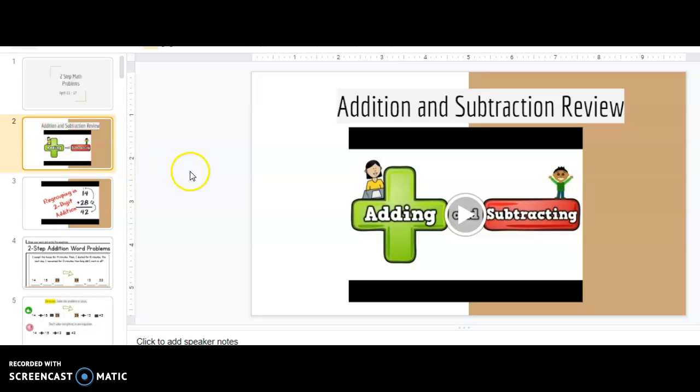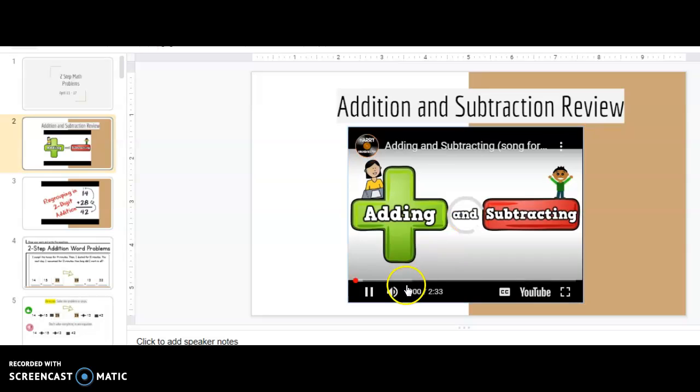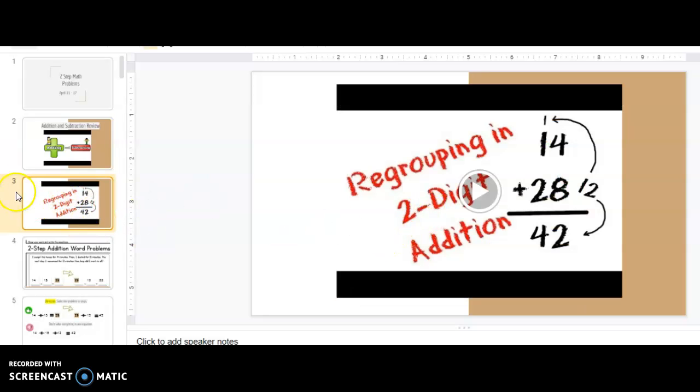And as I've said before, when you see that play button, click on it so the video can start. The video is going to talk about addition and subtraction. So this is review for us. So we click on the third slide. This is another video, but it's about regrouping. Whenever we reach a number that's 10 or larger, we have to carry it on to the tens place.